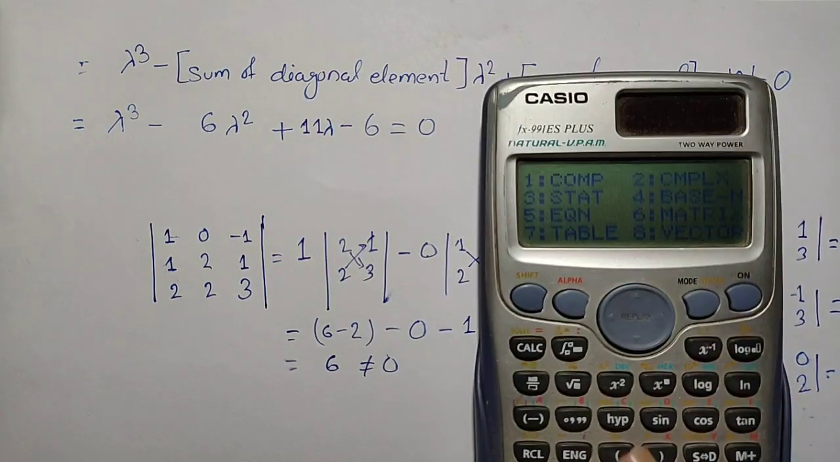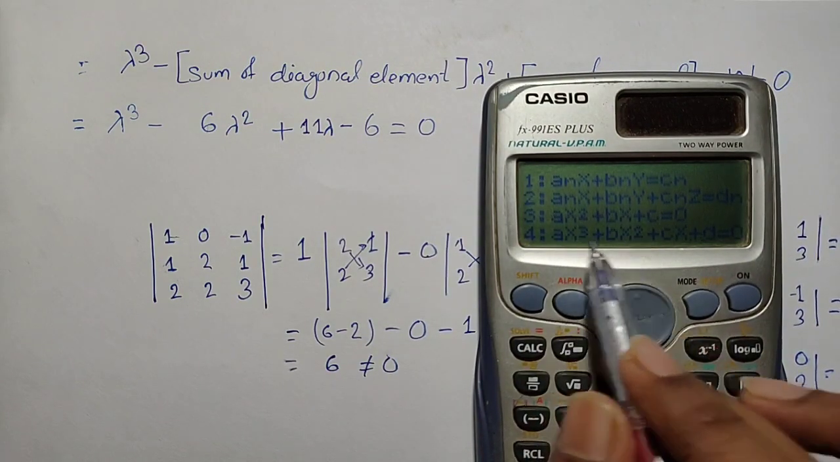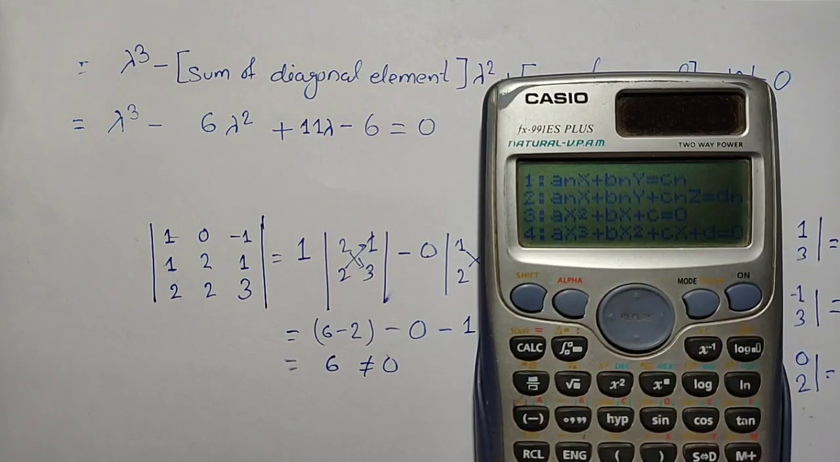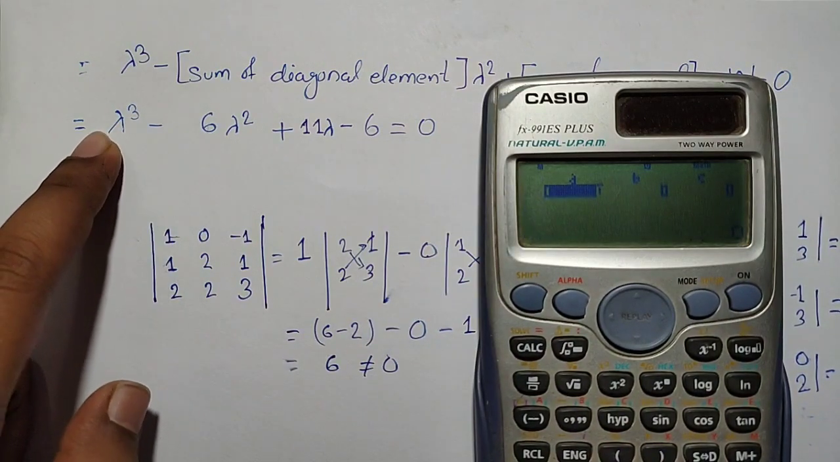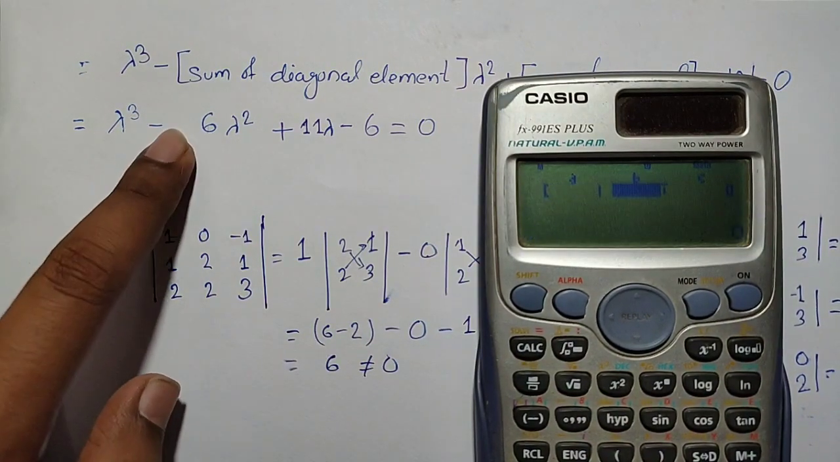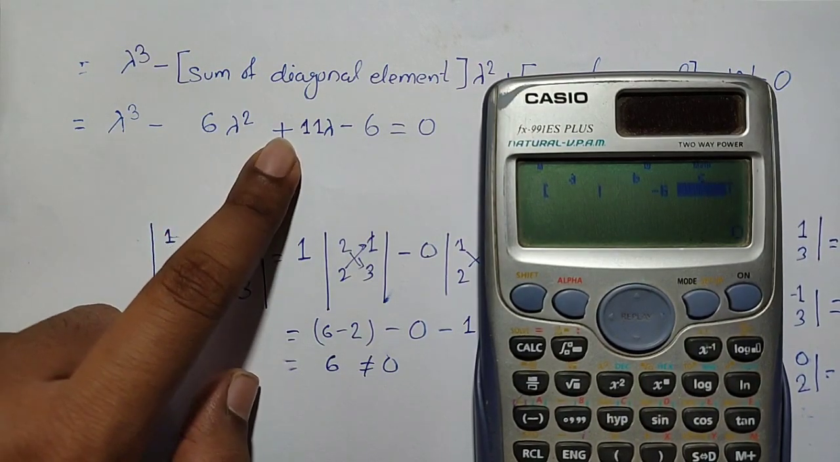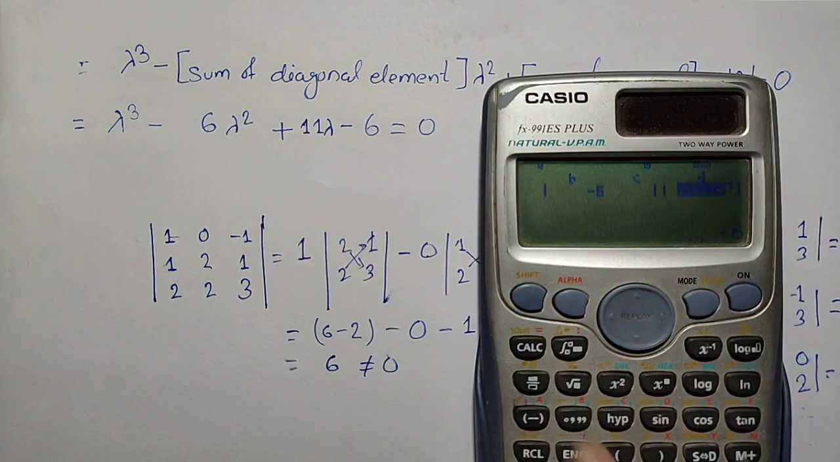Go to mode, then press 5, then press 4, because the equation for solving up to the cubic is number 4. So press 4. Now enter the values. Here the coefficient of lambda cube is 1, so press 1. Then again minus 6, press minus 6, then 11, then again minus 6. After entering the values of the constants, press equals to.